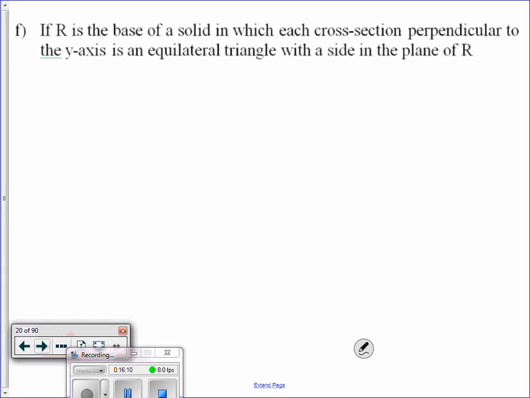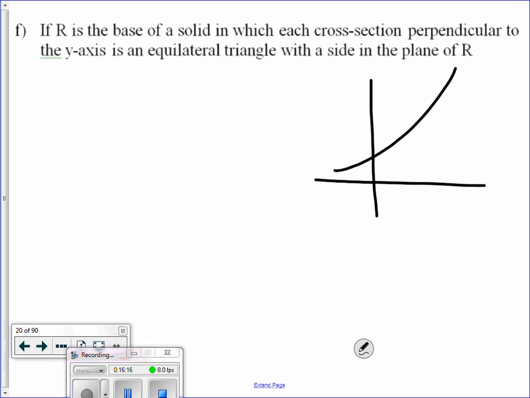So one more. I want to get to the other one, because I don't want to run out of time on that one. That one's definitely more difficult. All right, so we have y equals e to the x, y equals 5, and x equals 0. Same region. This time, slices perpendicular to the y-axis, cross-sections are equilateral triangles. So this is going to be a dy problem.